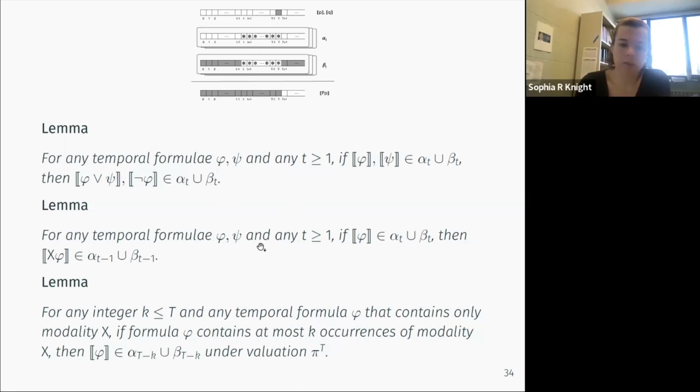They can't change the past or the future. So if we have any temporal formula whose truth value is in alpha t or in beta t, so it only changes the truth values between little t and big T, then if we look at X phi, remember X is the next step operator that just looks at one step in the future, it can change one more truth value. So its model, its truth set, is going to be an alpha t minus 1 union beta t minus 1, where the truth values are variable between little t minus 1 and big T. So we're kind of adding one step of variability to our window of what can have different truth values.